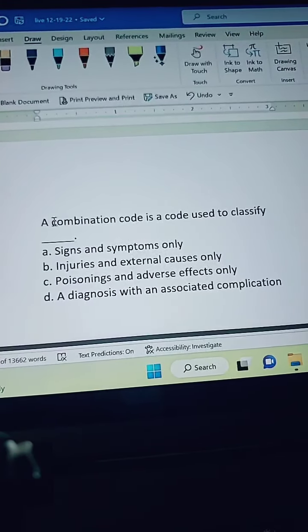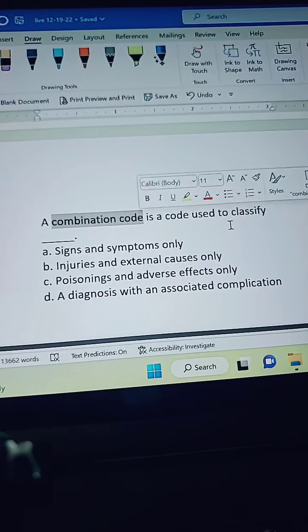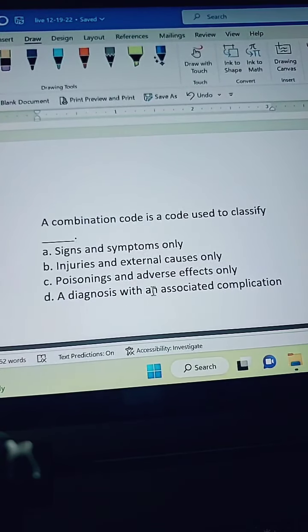This one, combination code, is a code used to classify what?